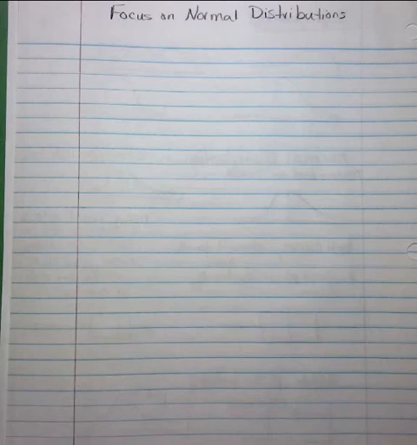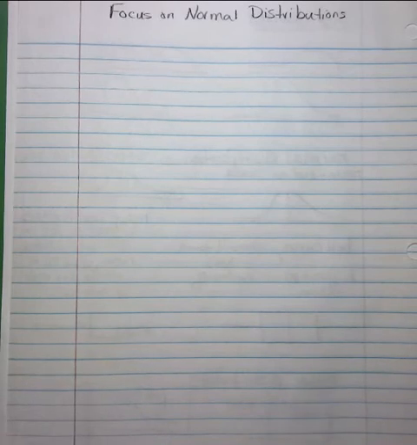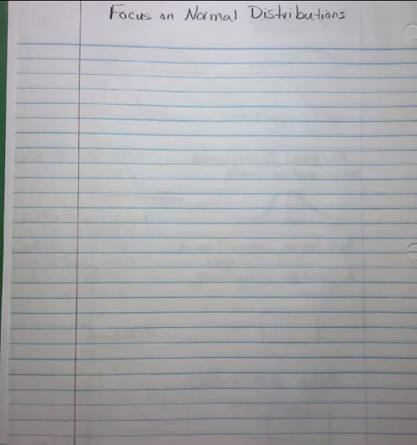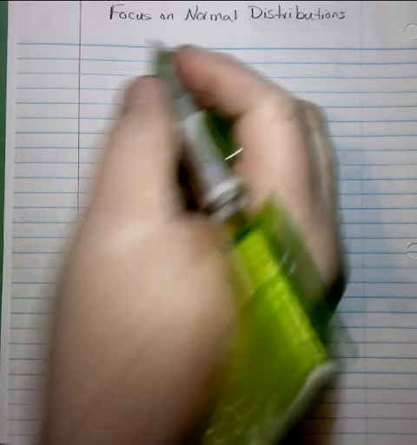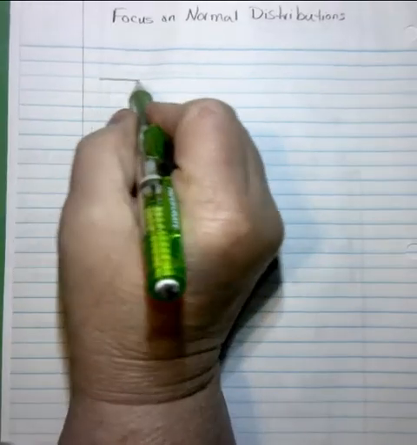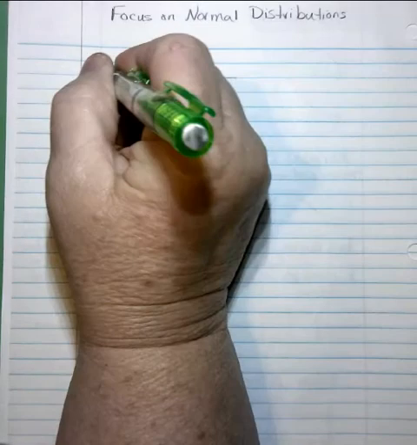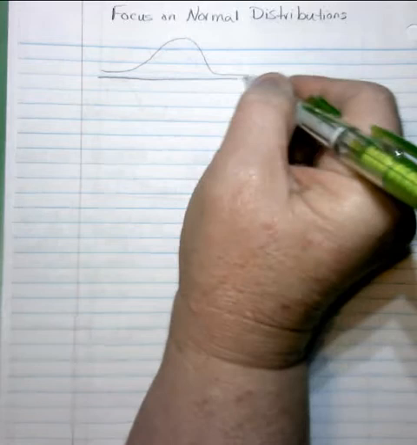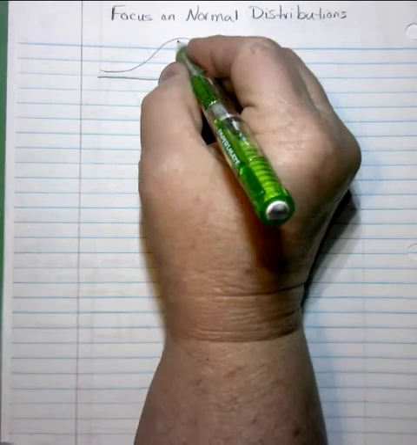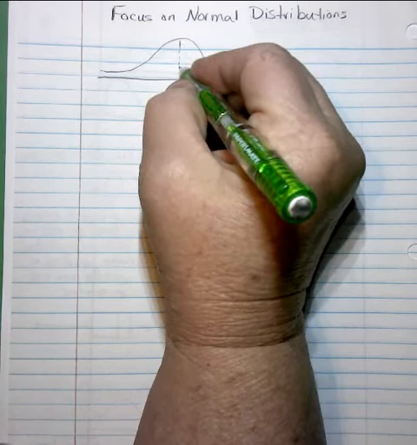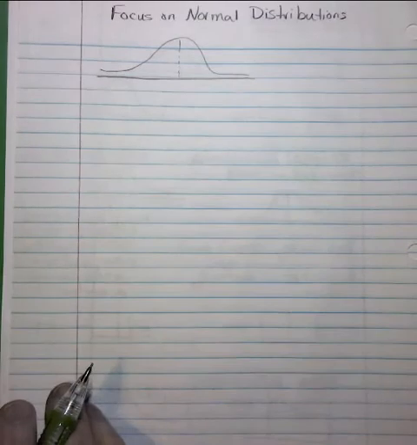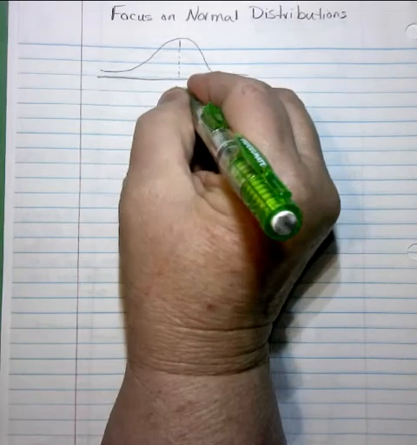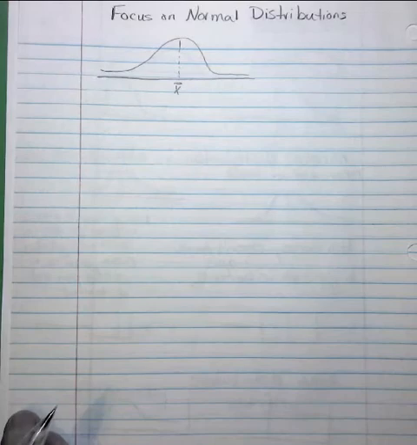Okay, with our focus on normal distributions, let's look at some characteristics that you might see with normal distributions. When you draw a normal distribution, we've talked about the mean being in the middle. It resembles a normal bell curve. And a lot of times you will see a line coming down from that peak in the middle, and that's where we draw the mean.